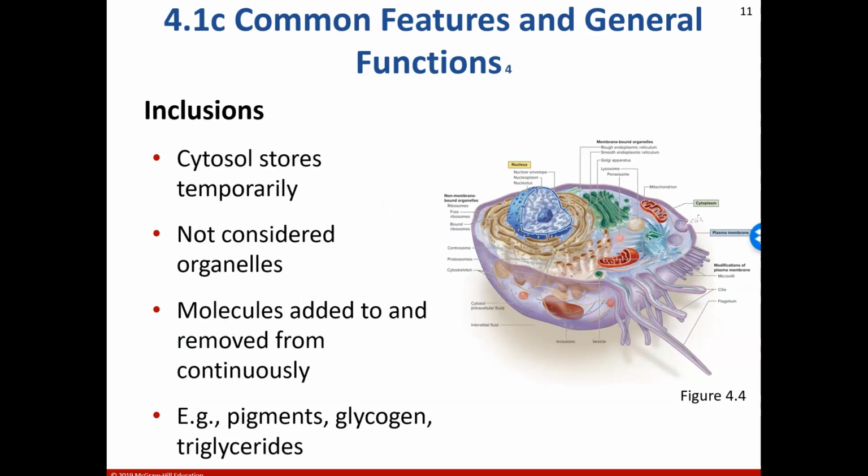Now let's get back to those inclusions. So inclusions are in the cytosol, where it's going to be stored temporarily. So here are our inclusions. These are not considered organelles and instead are really just molecules added to and removed from continuously. So this can be things like pigments or the molecule glycogen, in which we can break down and obtain glucose from. And triglycerides are another example, which we can also break down and get energy from.